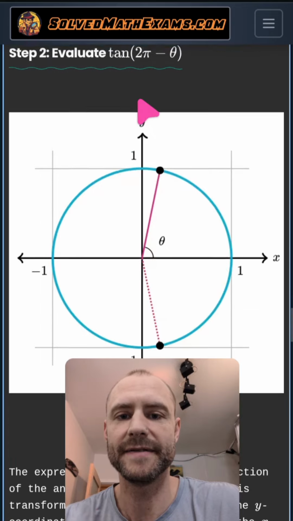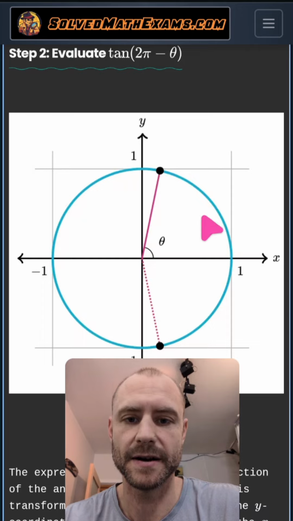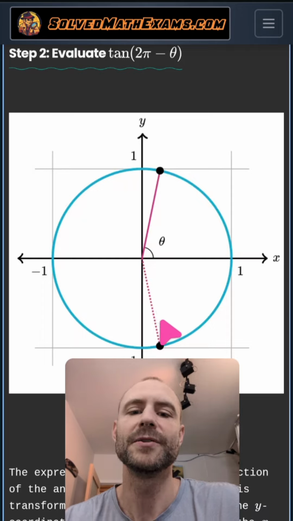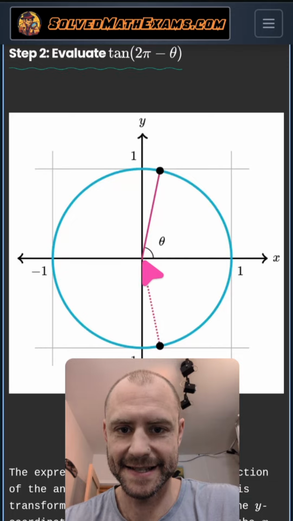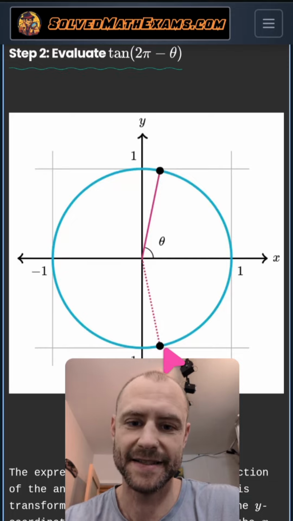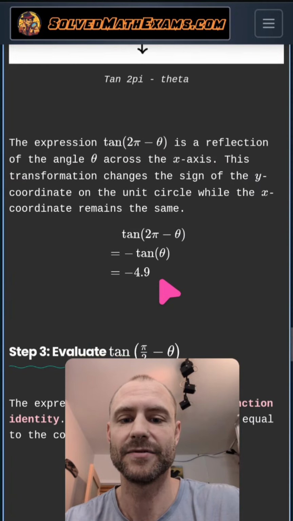So now if we go evaluate tangent of 2 pi minus theta, well, 2 pi is all the way around. So we start here. We go 2 pi all the way around. And then minus a theta gives us this one. Well, this one here is the same steepness. Again, it's just negative, right? It goes down and then over. So that's why this one is the same answer, actually, negative 4.9.